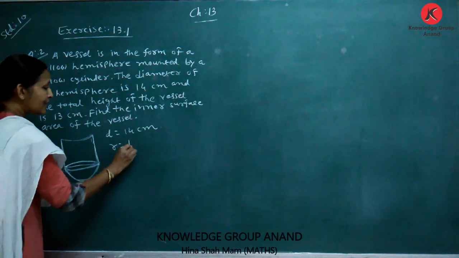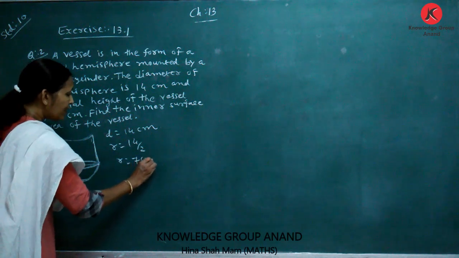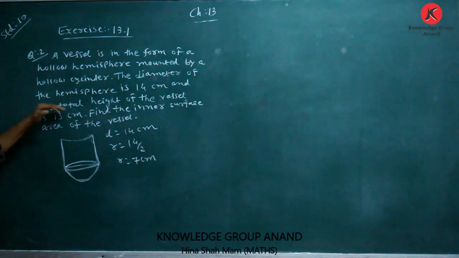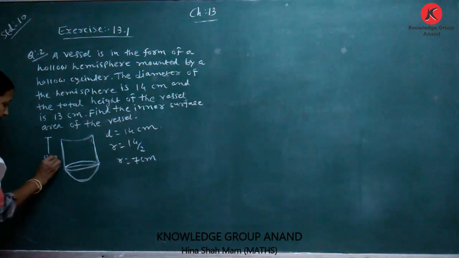Then radius is equal to 14 by 2. R is equal to 7 centimeter. And the total height of the vessel is 13 centimeter.